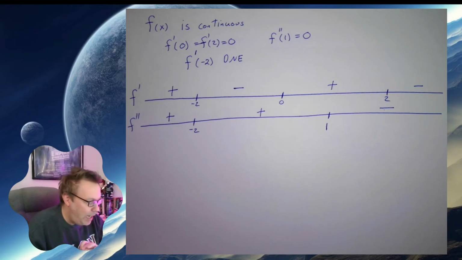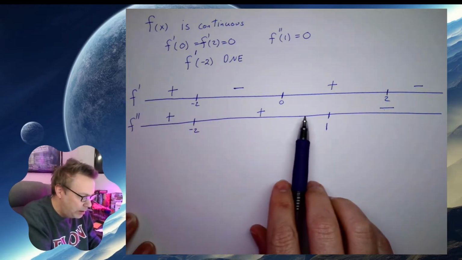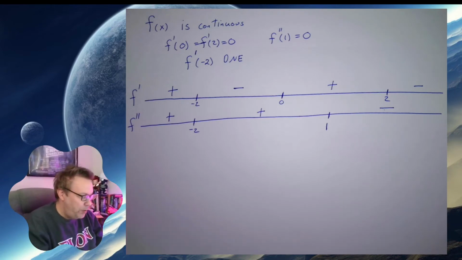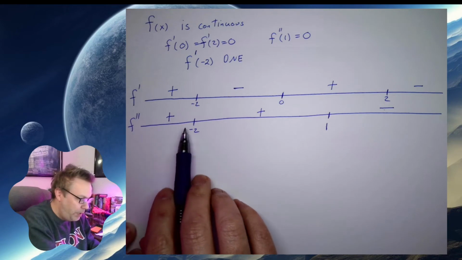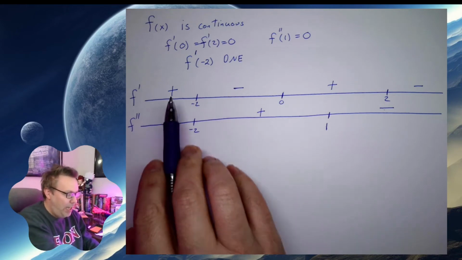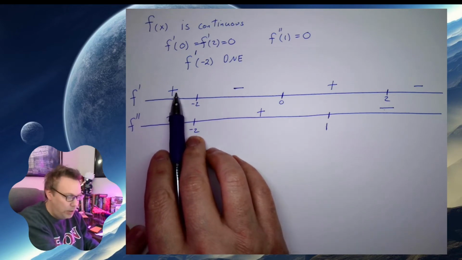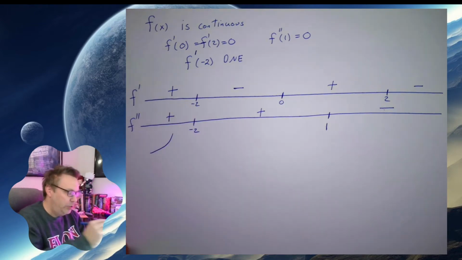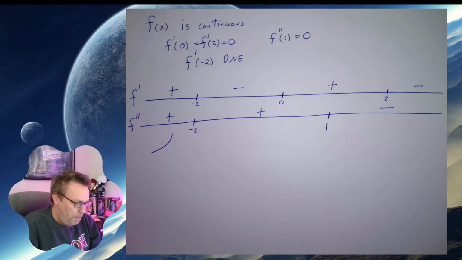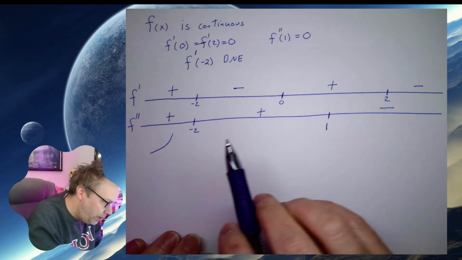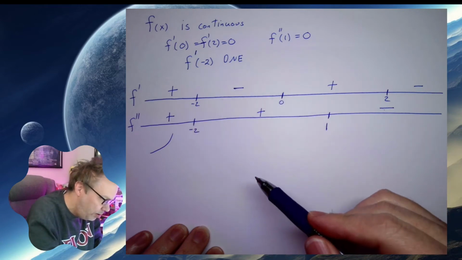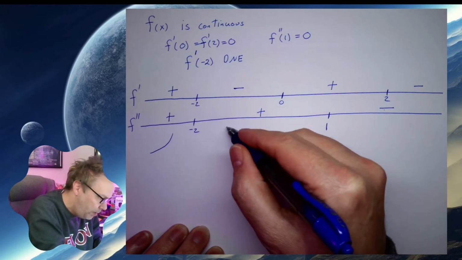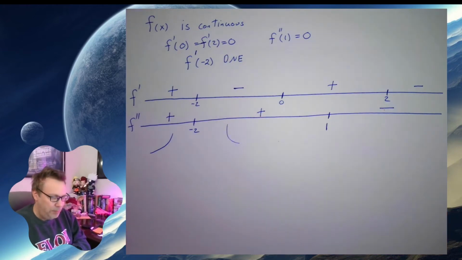Well, looking at this, I have several regions that I want to focus on. So the first region is between -∞ and -2. I have an increasing function and a concave up function. So I'm just going to give a small little picture of that. It kind of looks like that. Now the next region goes from -2 to 0. I have a decreasing function that's concave up. So it kind of looks something like that.